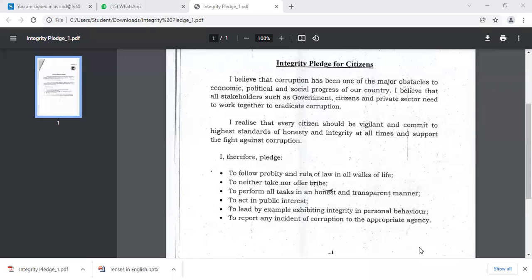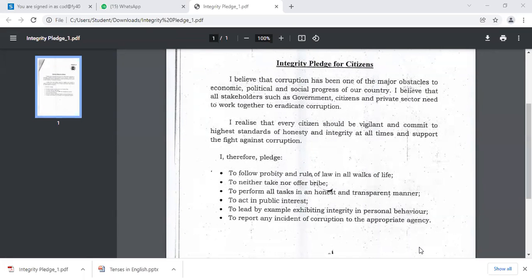Okay, so I have shared this with you. Is it now visible? So this is the integrity pledge for citizens, from the central government. I think they have given this task to us. So I will read first, then you will follow me.